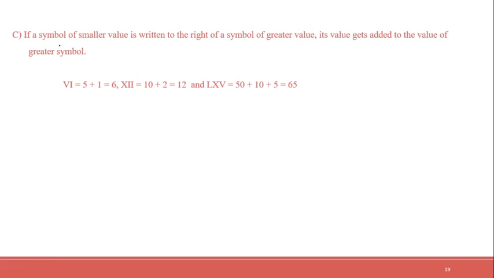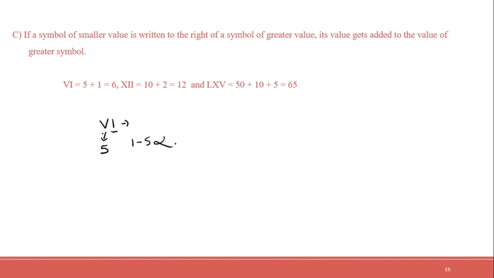This rule says if a symbol of a smaller value is written to the right of a symbol of greater value, its value gets added to the value of the greater symbol. I have told it to you earlier also. If a number is written here and a number is here, that means this number is having greater value. We cannot say that 5 is written on the left of 1, so we'll do 5 minus 1.